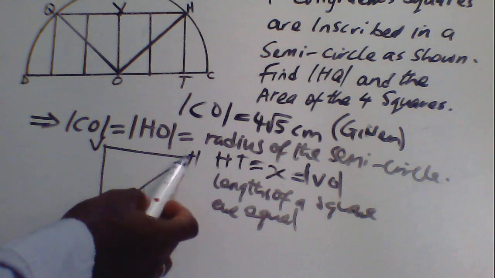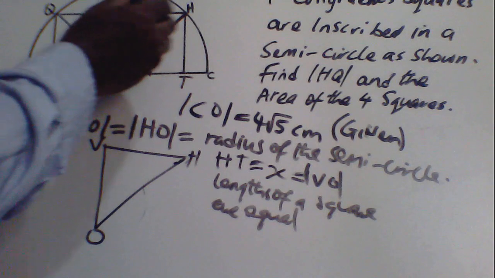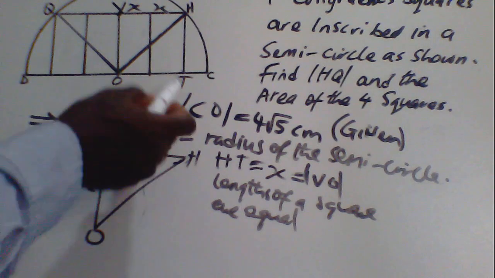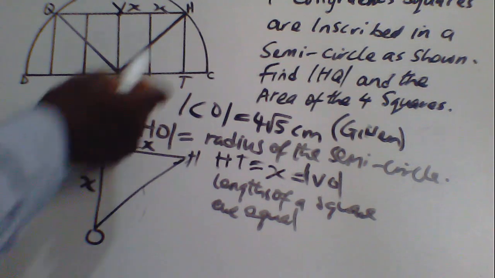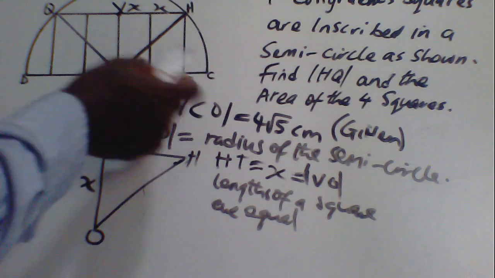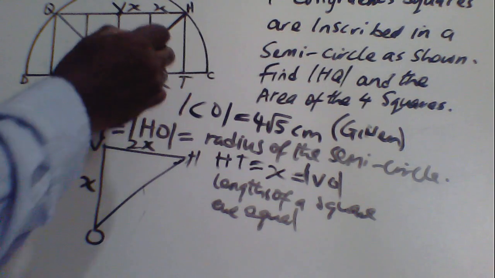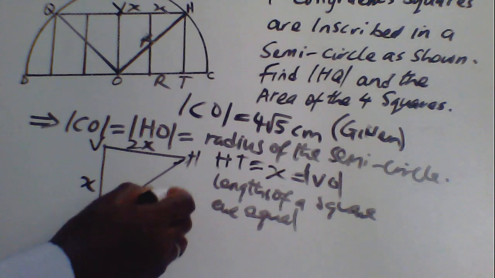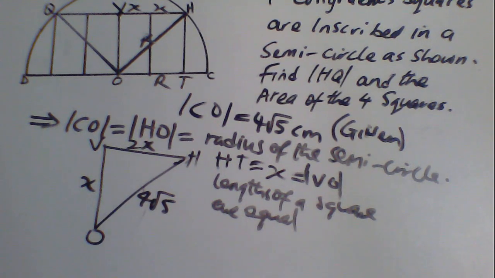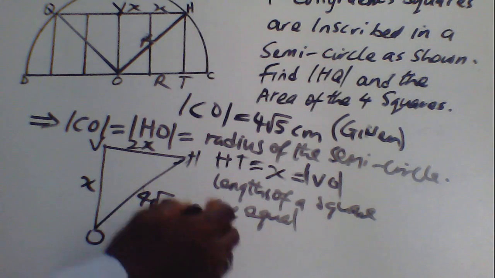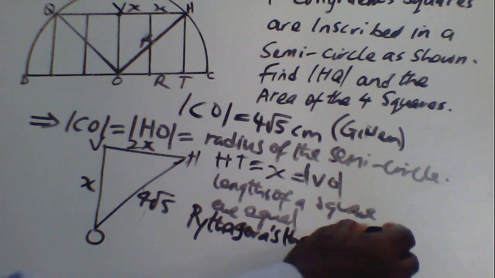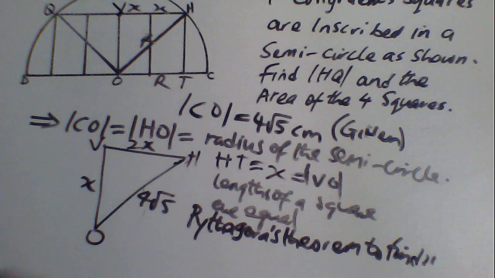So which means VH is double the length. Here will be X, here will be X. So this will be 2X, and here will be X. We know that CO is equal to HO, radius of the semicircle. Here is the radius, here is also radius. So therefore HO we know to be equal to 4 root 5. The next thing is to use Pythagoras theorem to find the value of X.